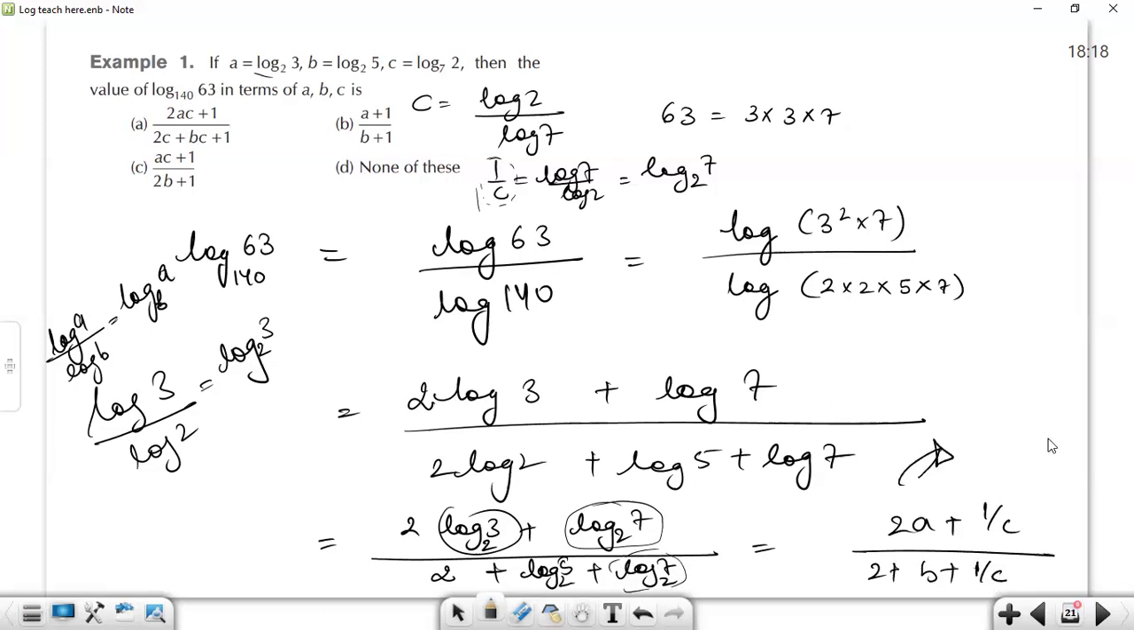So now taking C LCM, 2AC plus 1 divided by C. And here also taking C LCM, 2C plus BC plus 1 divided by C. C will cancel C. What has it become? 2AC plus 1 plus 2C plus CB plus 1. Yeah, so option number A is the answer, matching with the answer.